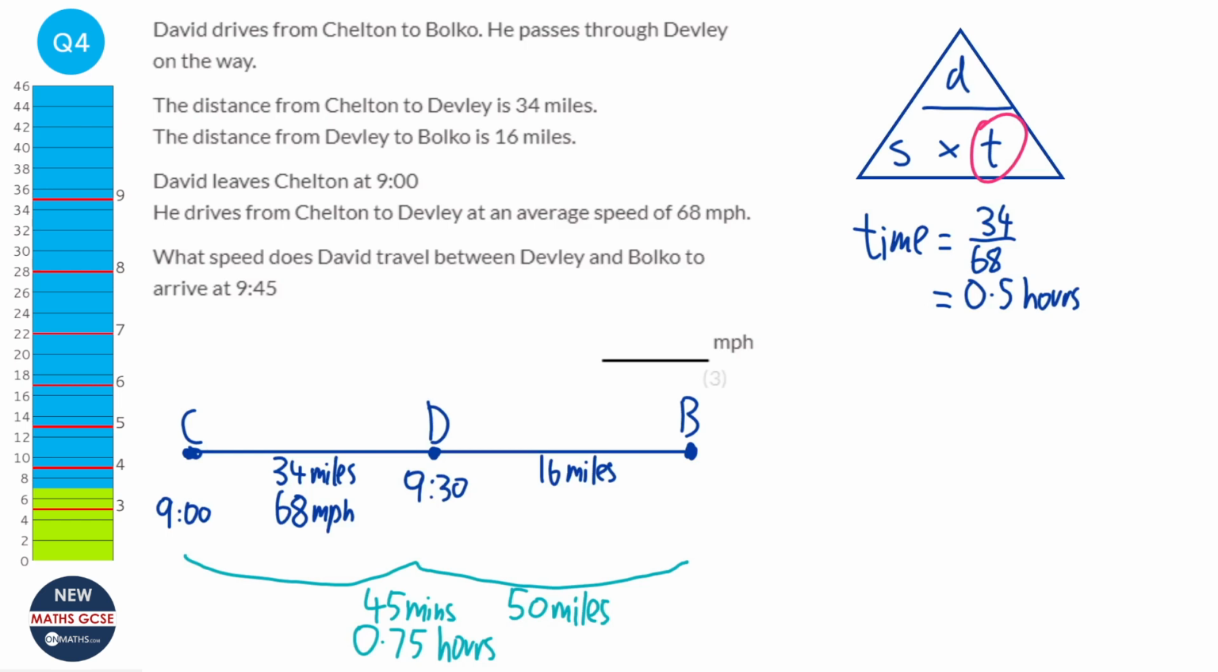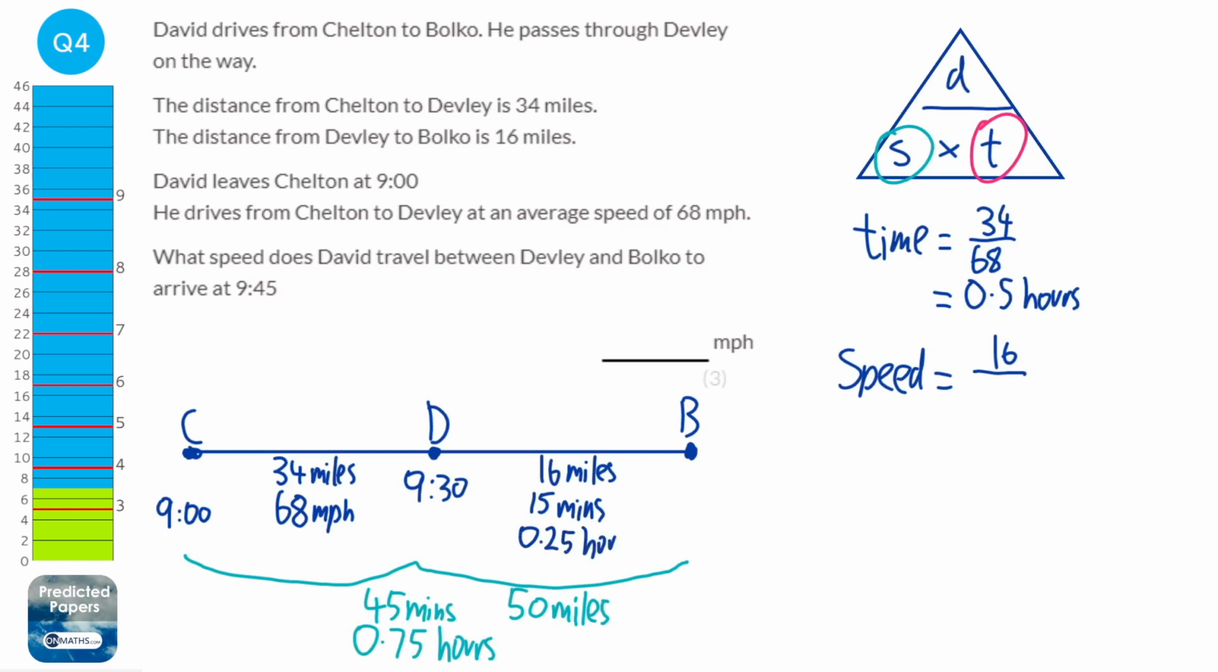So that means we've got 15 minutes left. Okay, so we've got 15 minutes to travel the 16 miles. So this time we're looking for the speed. So it would be speed equals the distance, which is 16 miles, over time, which is 15 minutes, but we need that in hours, so that would be 0.25 hours. And so what we can do here is times top and bottom by 4 to get rid of the fraction. So it becomes 64 over 1, or just 64 miles per hour. So our answer is 64 miles per hour.